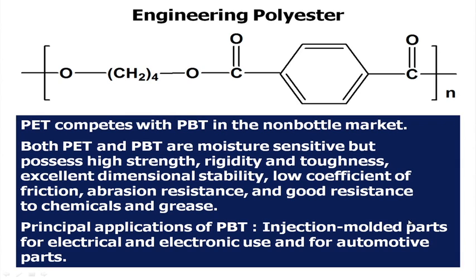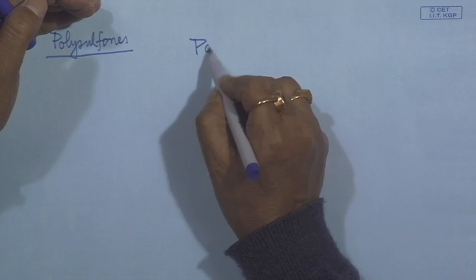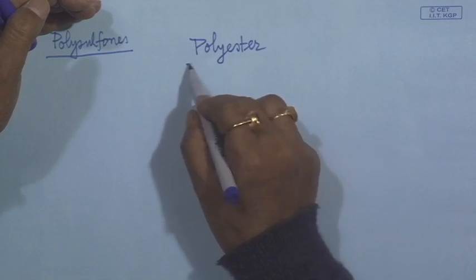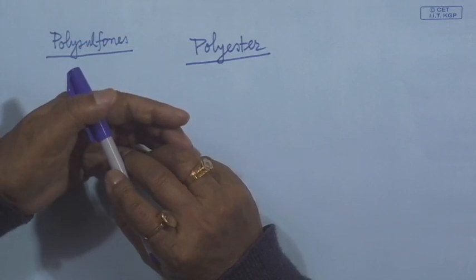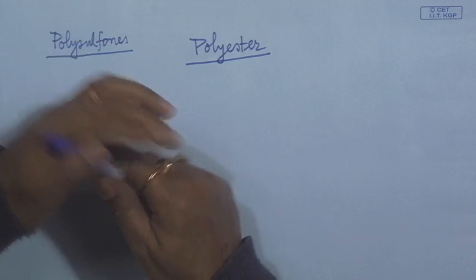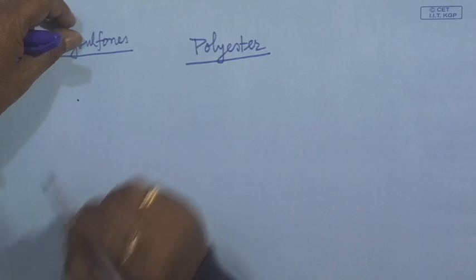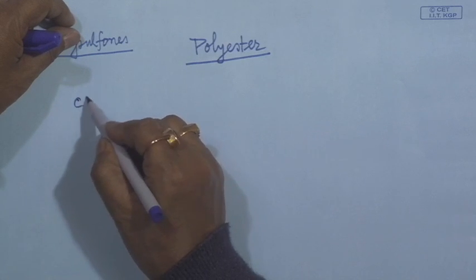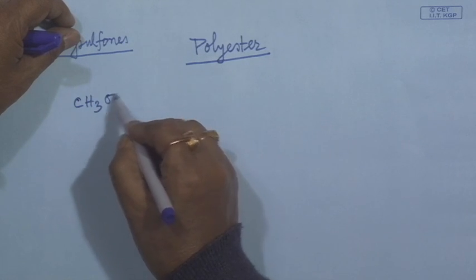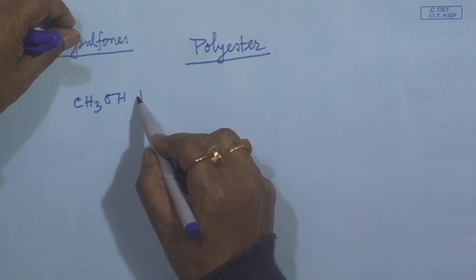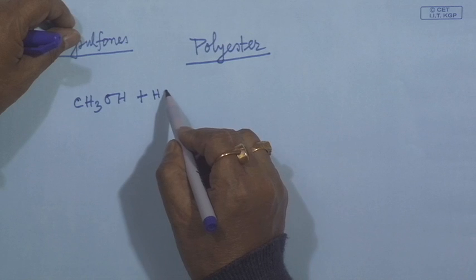Now, let us look into the polyester. Now, what is polyester? This polyester ester group is formed by the reaction of some alcohol group with some acid group.